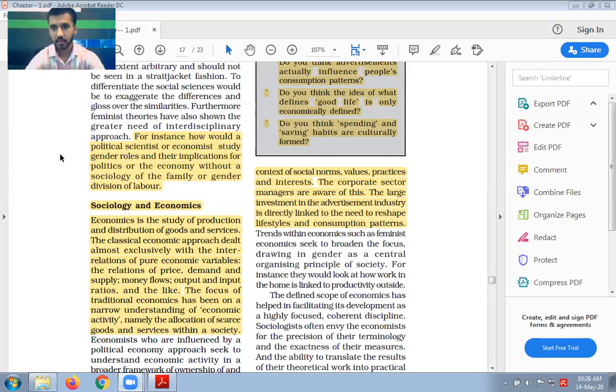I've got the text. Okay, yes, understood. So this is what the scope of sociology was all about, in which we understood the economic aspect and the sociological aspect, right? I'm sure you are understanding.